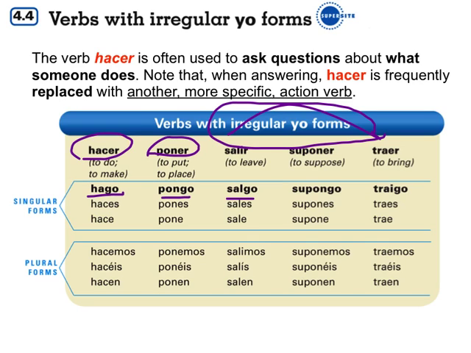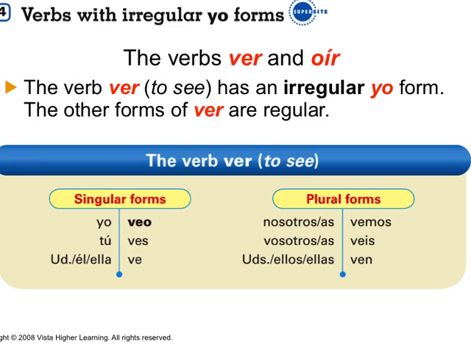Salgo, sales, sale, salimos, salís, salen. Suponer, supongo, supones, supone, suponemos, suponéis, suponen. And then here's a good one. Traigo, from traer. So, the yo forms of these verbs are irregular. We have two more verbs that you need to remember.